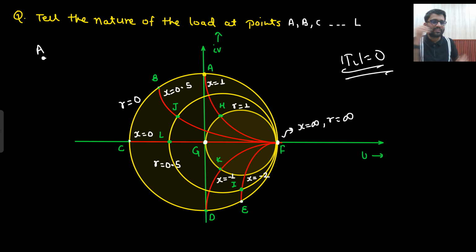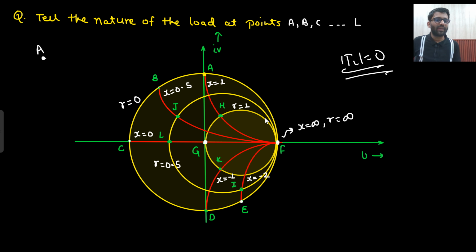Are you able to connect the points now? If I join this point to the origin, then this will be my mod of gamma L. If I join G point to the origin, then my mod of gamma L will be 0. And that means it is a matched load.